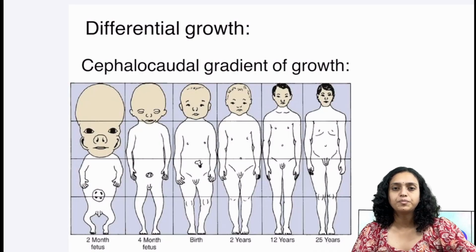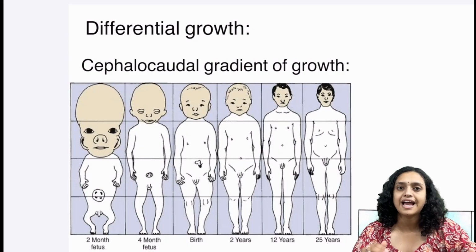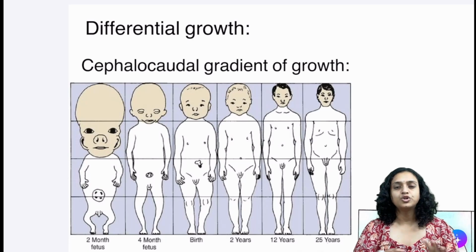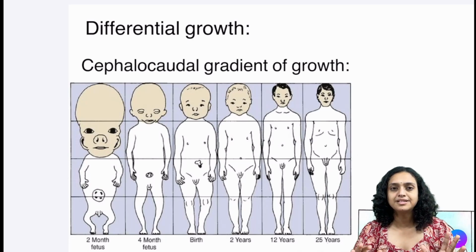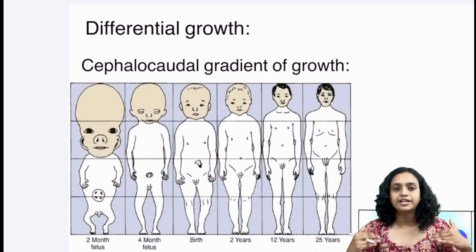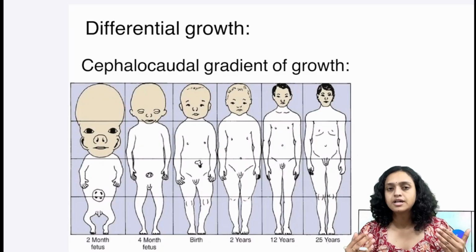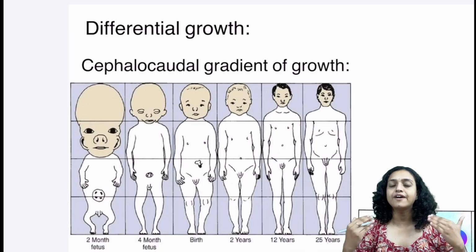So what does the cephalocaudal gradient of growth mean? It basically means there is an increase in the axis of growth from the head to the toe. To shorten it, the structures that are near your head grow first and faster compared to the structures that are away from your head.